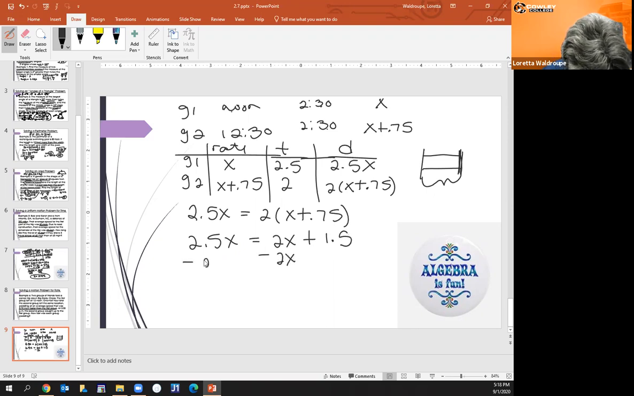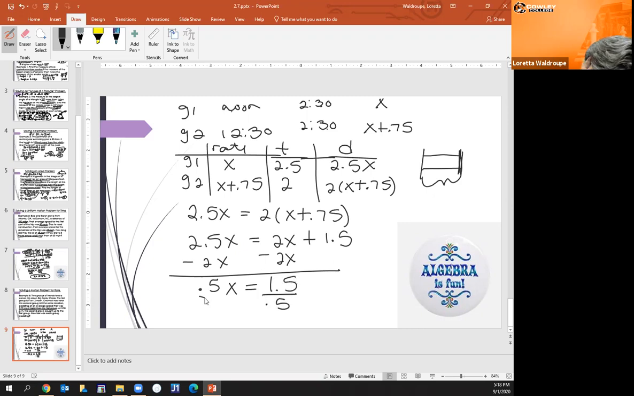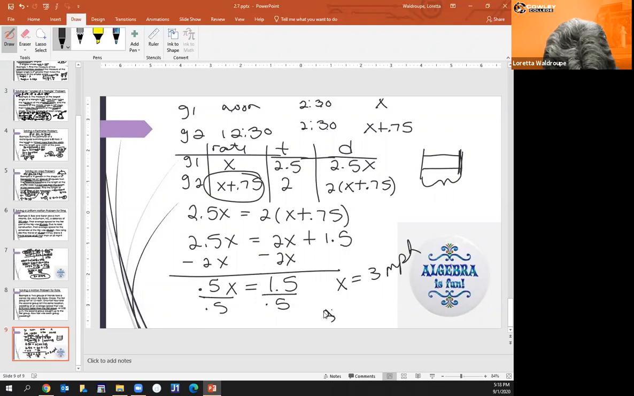Subtract your 2x from both sides. So we have 0.5x equals 1.5. Divide by 0.5. And x is 3 miles per hour. Remember, the second group is 0.75 miles per hour faster than that. So 3 plus 0.75 is 3.75. So there's your two speeds. And that ends your lectures for 2.7.